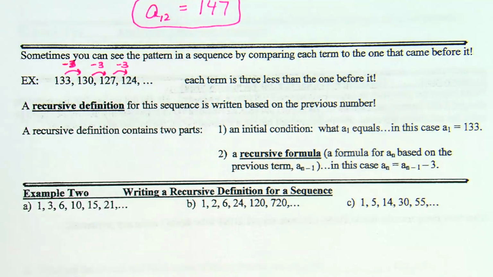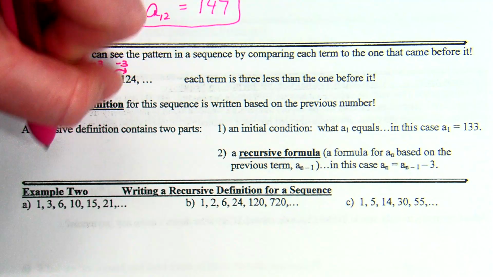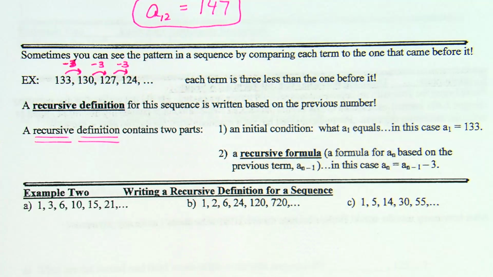Okay, so we're going to talk about a recursive definition. A recursive definition is written based on the previous term. For a recursive definition to work, there are 2 parts. There's an initial condition. The initial condition just tells you what's your starting term. What is term number 1?